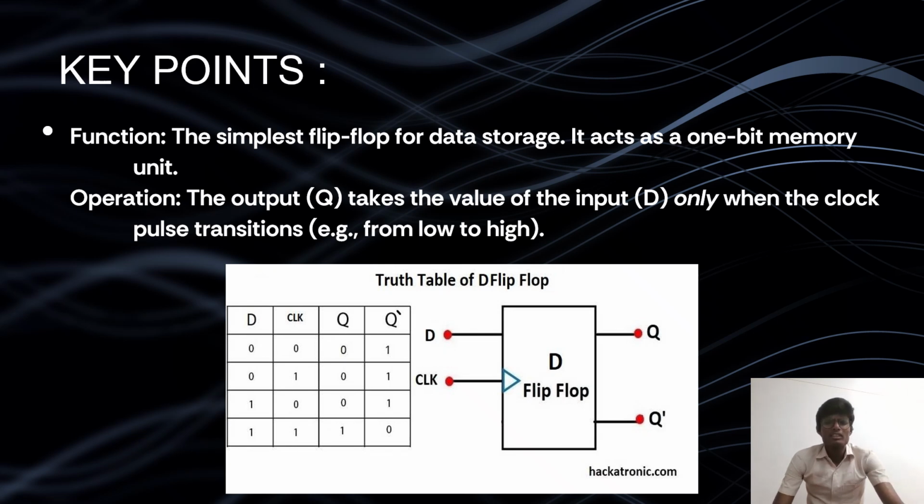The truth table represents the D flip-flop. D, Q, Q dash. 0 0 indicates 0 1. 0 1 indicates 0 1. And 1 0 indicates 0 1. 1 1 indicates 1 0. This is the truth table of the D flip-flop.